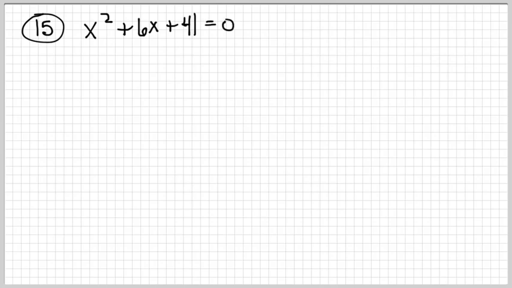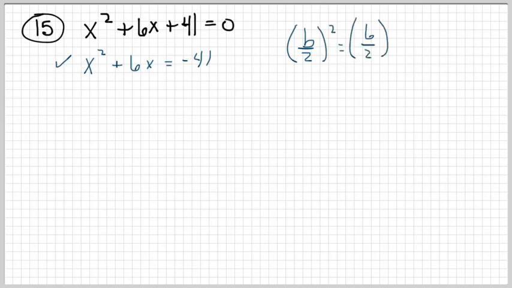Okay. Step 1, constant to the other side. This is negative 41. Check to make sure the coefficient of x squared is 1. Determine the value you're going to add to both sides with b over 2 squared. That's 3 squared. Showing you all the steps, that is 9. So we're going to add 9 to both sides.